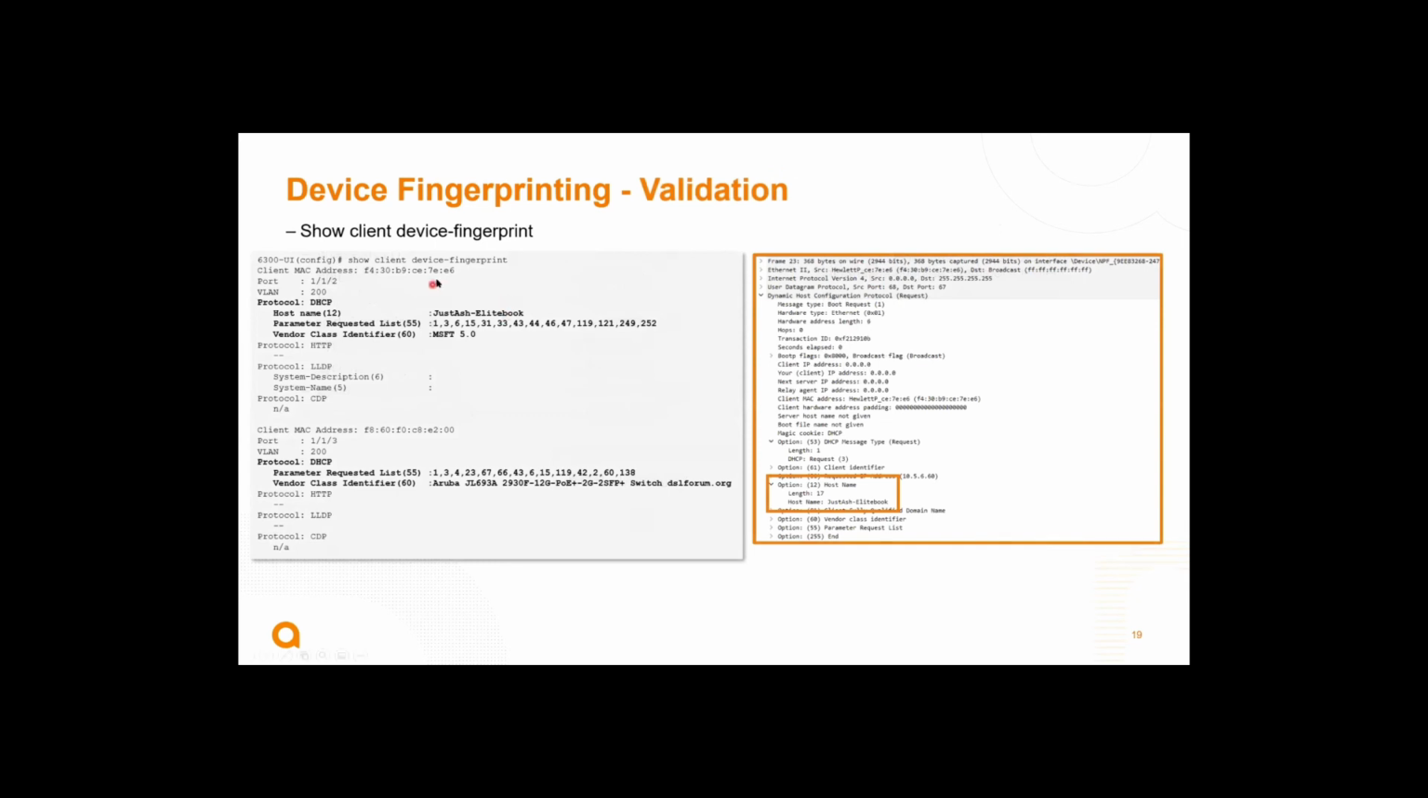So to show the device fingerprints, you would do a show client device fingerprint, and that would show the clients that are being fingerprinted and detected by the switch. And then you can also see, for example, the host name that's being sent back from the switch for device fingerprinting. You can actually see that in a packet capture. For instance, my laptop here was doing DHCP fingerprinting, and you could actually see that be returned from option 12 in the DHCP packet capture.